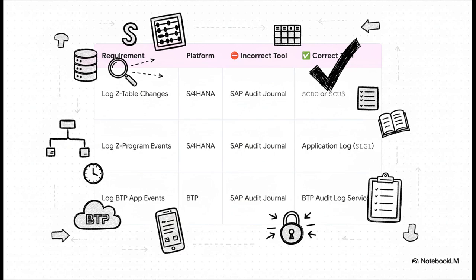If you need to log changes to a custom table in S4, don't even think about the audit journal. Use change document objects or table logging. If you're logging events inside a custom ABAP program, your go-to is the application log. And for any custom app you build on BTP, the one and only right answer is the SAP BTP Audit Log service. Simple as that.